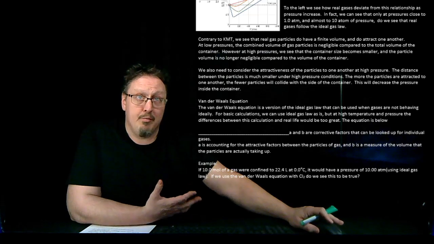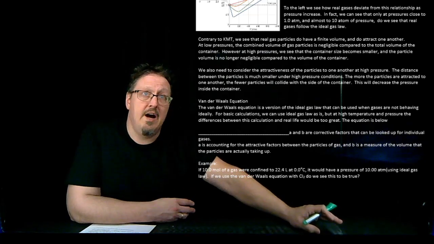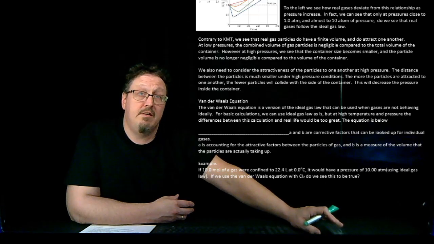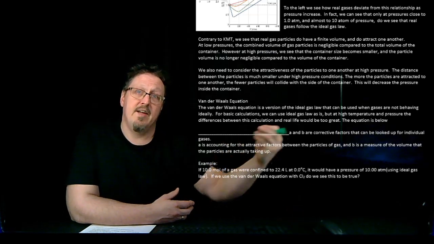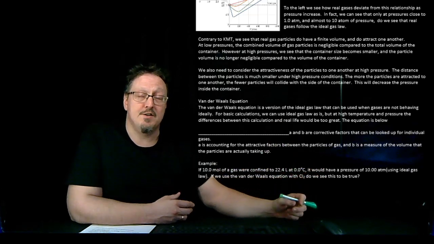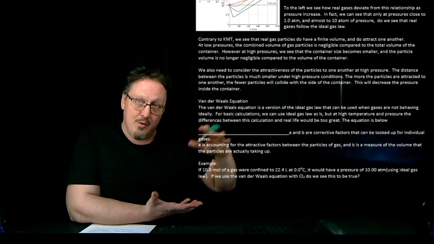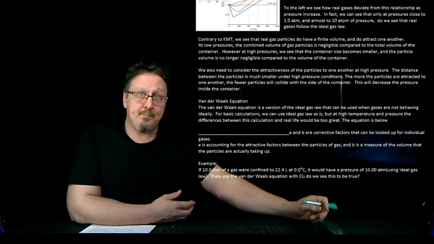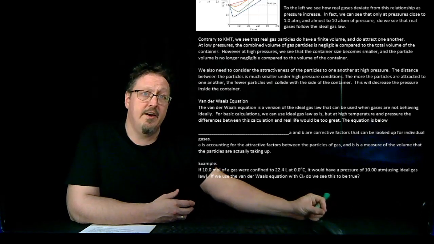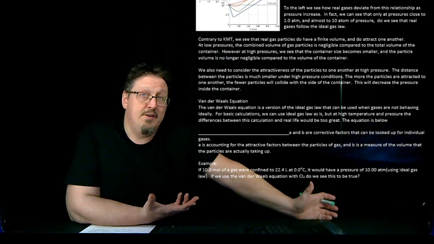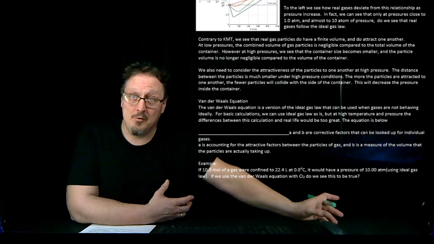At high pressures, the relative size of the container can get smaller. If the relative size of the container gets smaller, then the percentage of that volume that the particles take up gets larger. Because that percentage of particle size matters at a smaller volume, it contributes to our non-ideal gas behavior. We also have some particles that do have attractions to one another, and those attractions cause particles to behave differently, which we have to take into account.